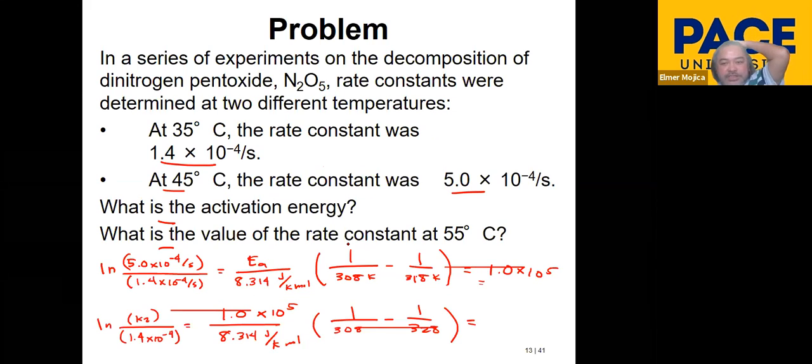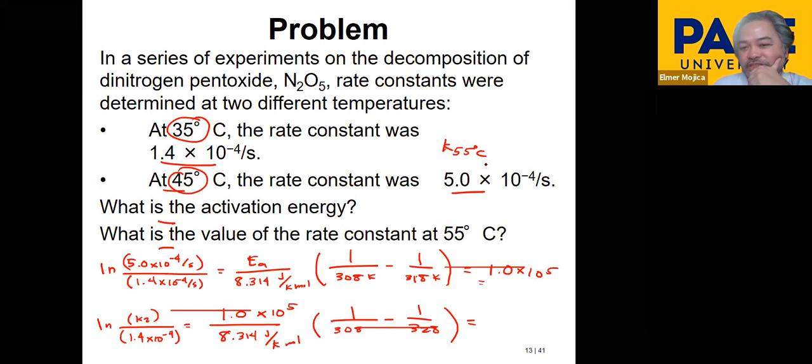Now the question is, what is the value of K? Will it be higher than both the one at 45 degrees Celsius and 35 degrees Celsius, or will it be lower, or in between? How do you get the value of K at 55? Based on the relationship, it should be higher than both the K at 45 and 35 degrees Celsius.